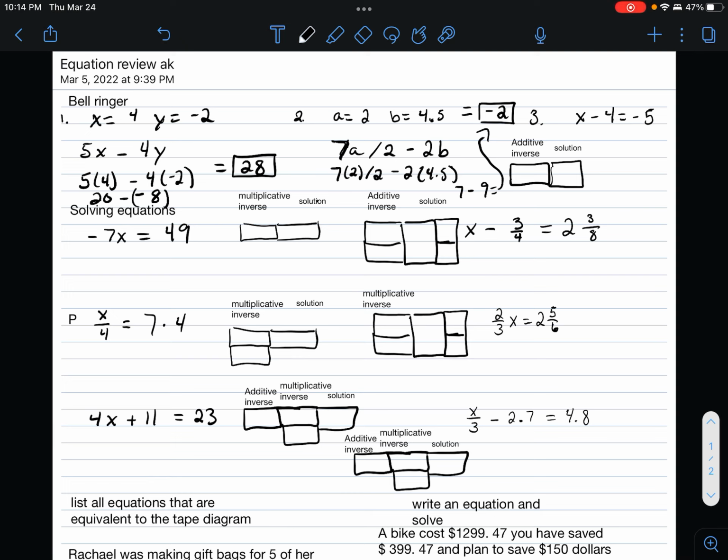Okay, number 3 here, x minus 4 equals negative 5. So it's a one-step equation. If we're minusing to undo addition or subtraction, we use addition. So our additive inverse is going to be 4. So we're going to add 4 to both sides. Okay, when you do that, negative 5 plus 4 is just going to be a negative 1.